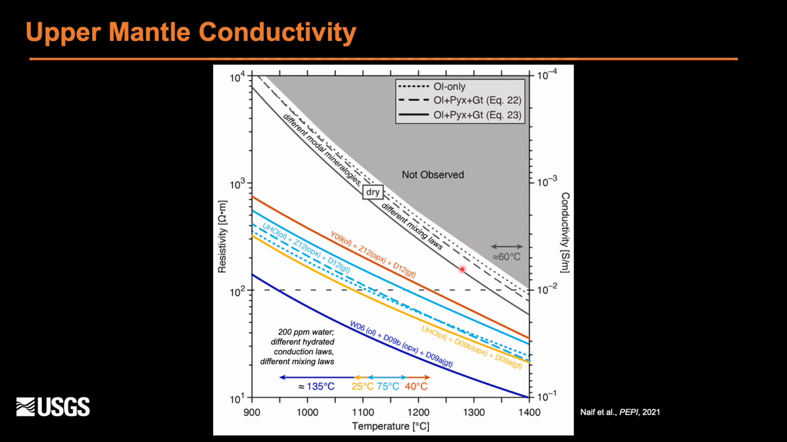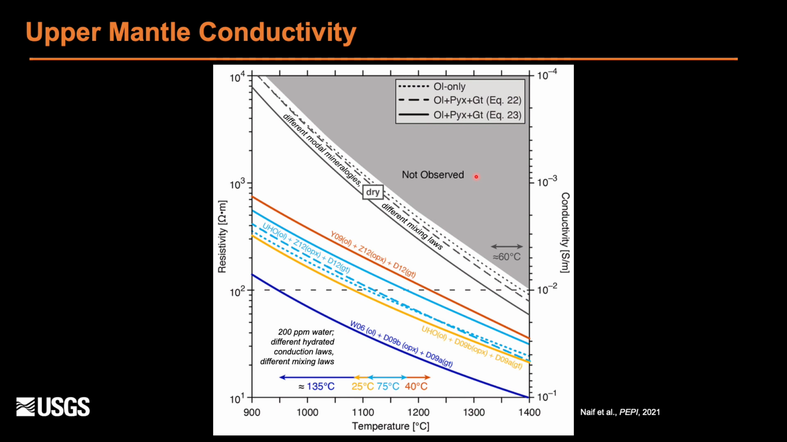It is worth noting this gray region in the plot, labeled Not Observed. This field highlights conductivity temperature combinations that are physically impossible to observe based on what we know about upper mantle electrical conductivity from extensive laboratory experiments.